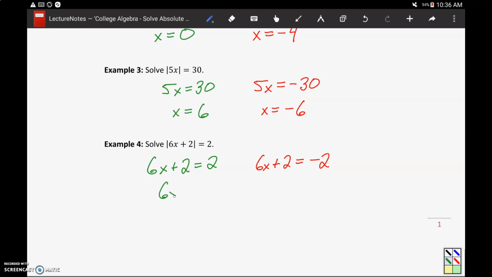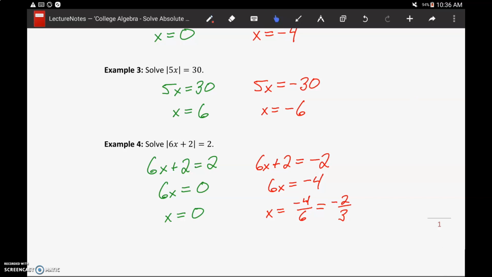In the first step here, we'll subtract 2 from both sides to give us 6x is equal to 0, and then dividing by 6 will not give us 6. 0 divided by 6 will give us 0. In our second equation, we'll subtract 2 to the other side, which will give us 6x is equal to negative 4, and then we'll divide by 6, which will give us negative 4 over 6. And then reducing that fraction, which we want to make sure we always do in approaching our final answer, will give us negative 2/3.